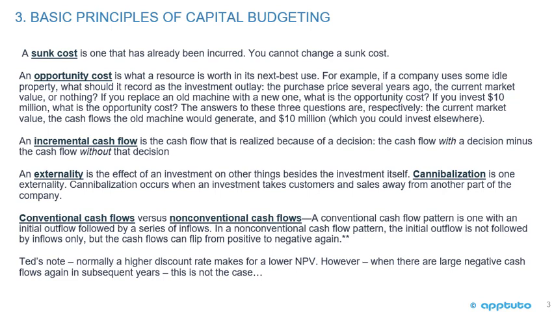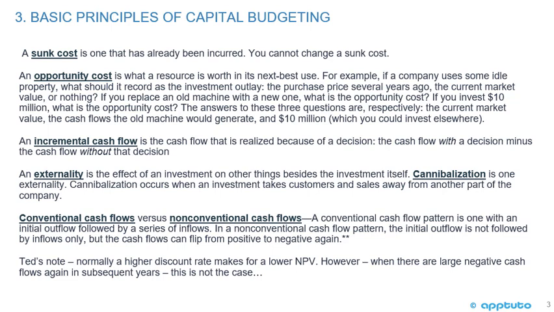So first, a sunk cost is one that has already been incurred. You cannot change a sunk cost. An opportunity cost is what a resource is worth in its next best use. For example, if a company uses some idle property, what should it record as the investment outlay? The purchase price several years ago, the current market value, or nothing?